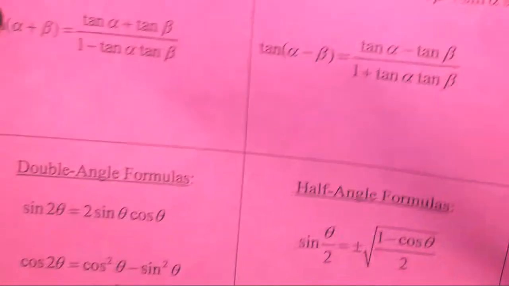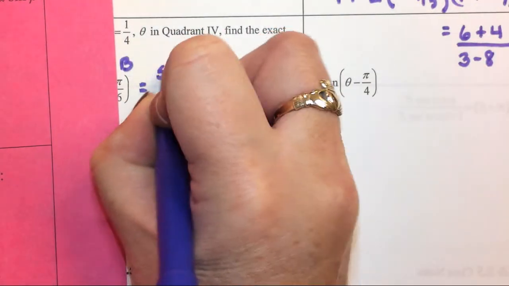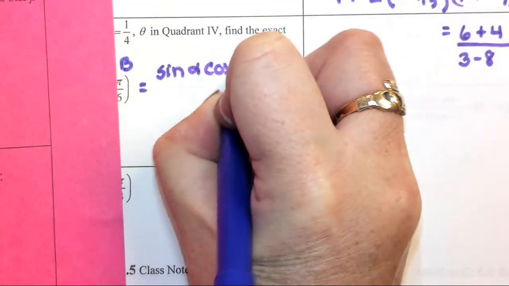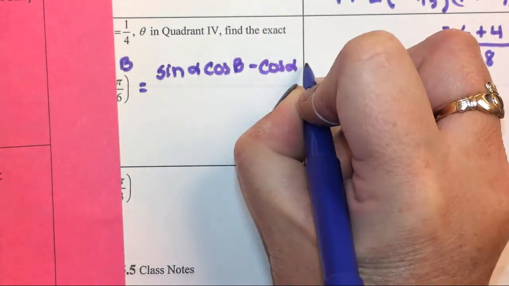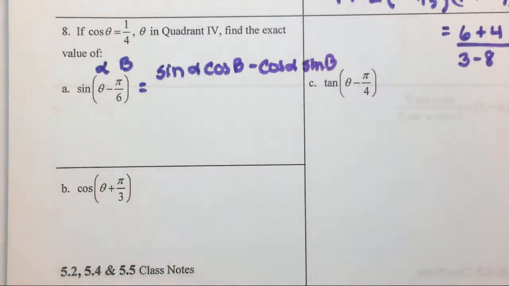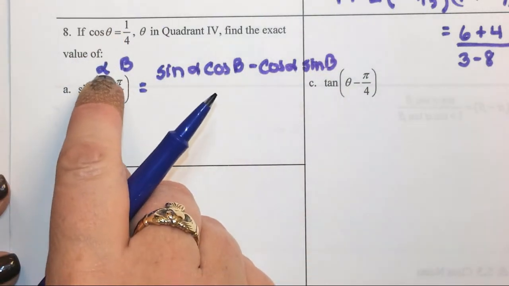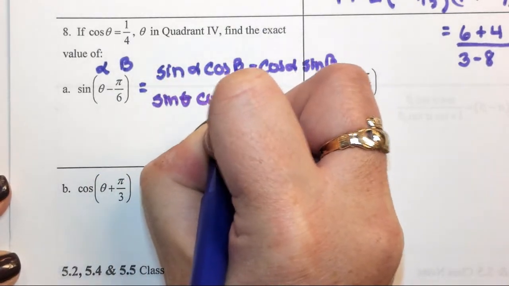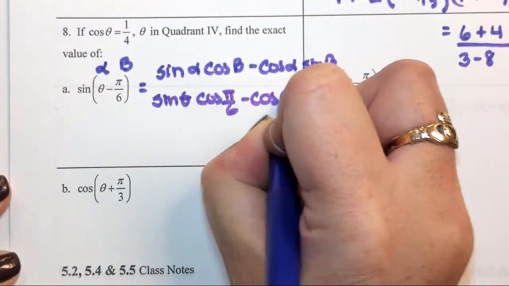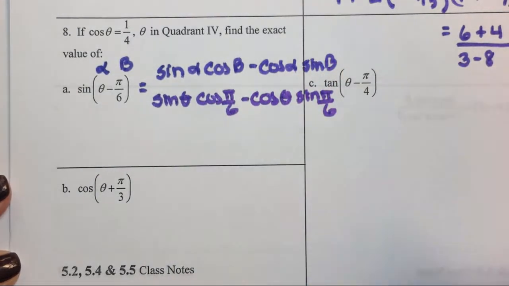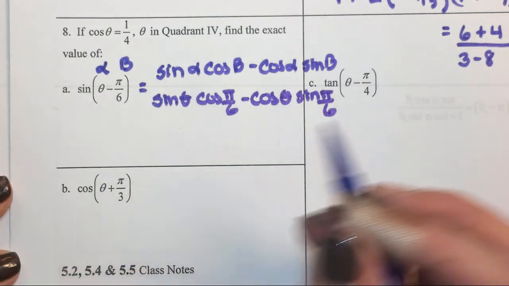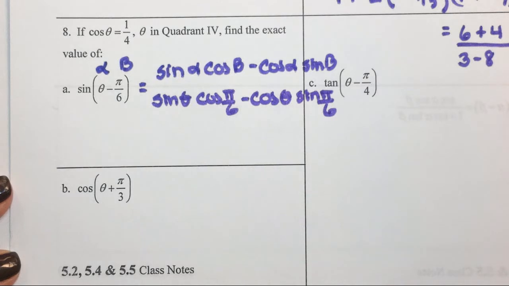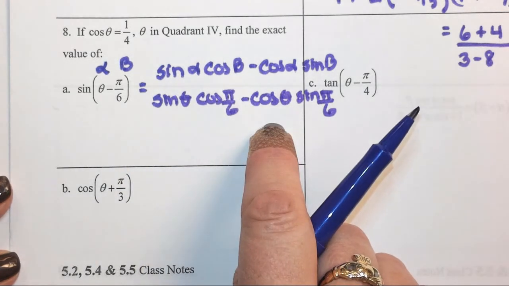This is your sine difference formula. So go to your sine difference formula. I'm looking at the sine of alpha, cosine beta, minus cosine alpha, sine beta. I labeled alpha with theta. So sine of theta, cosine of pi over 6. Minus cosine theta, sine of pi over 6. I know cosine and sine of pi over 6, but how the heck am I going to figure out sine of theta and cosine theta?